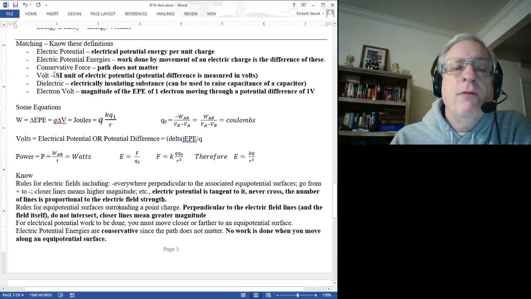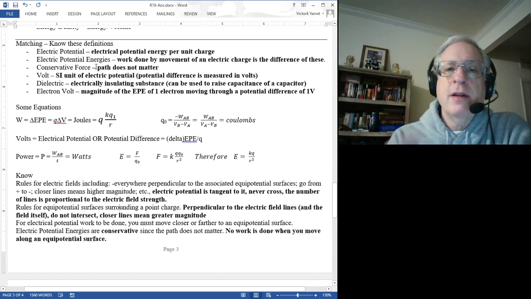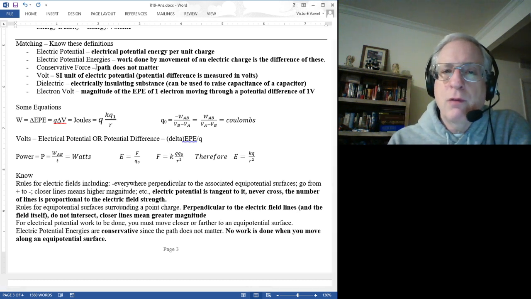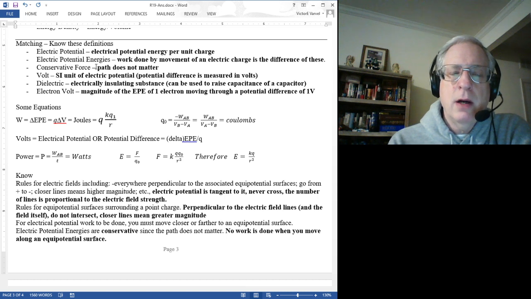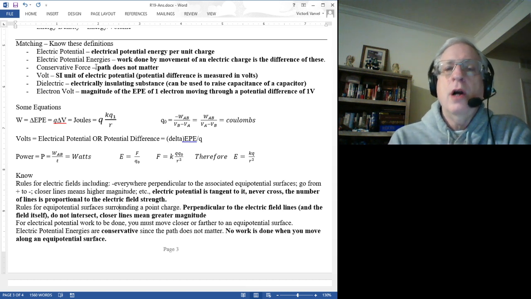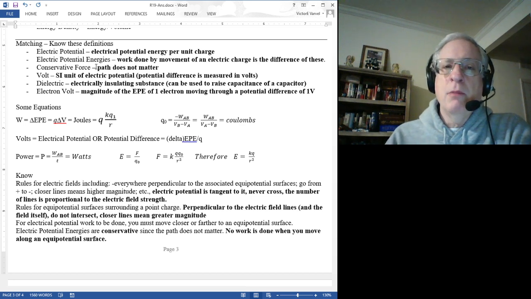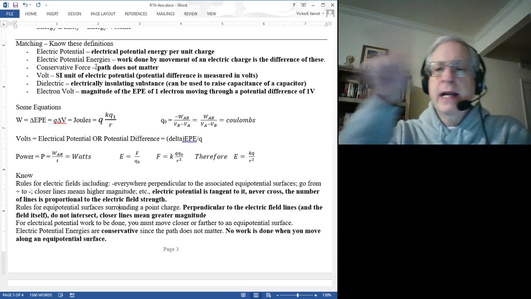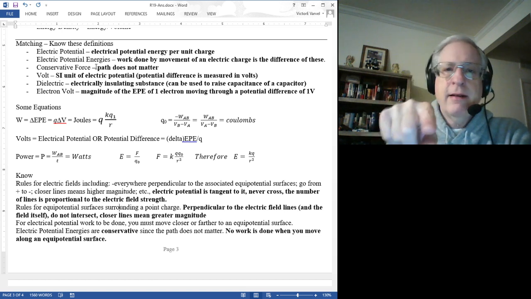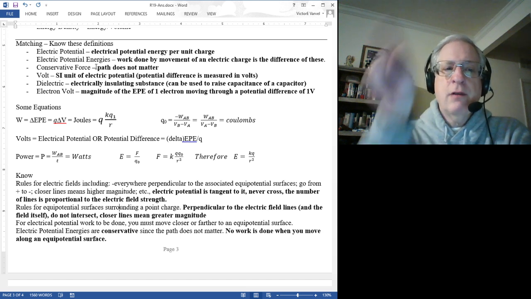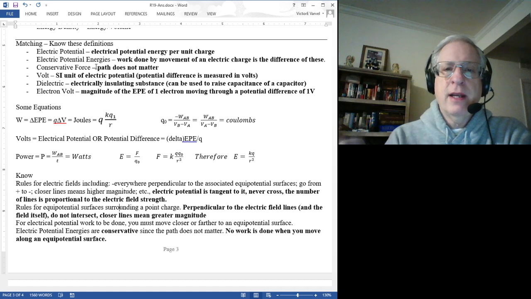So what is a volt? A volt is the SI unit of electrical potential. Conservative force means that the path does not matter. It doesn't matter how you get from point A to point B. All that matters is where point A and point B are. Other examples of conservative forces are gravitational potential energy. A good example of a non-conservative force is friction, because the longer the path, the more friction. If I go in a circle, I can start and end at the same spot and I've done no work, but I have gone against friction. So friction is the non-conservative force that cares about the path.